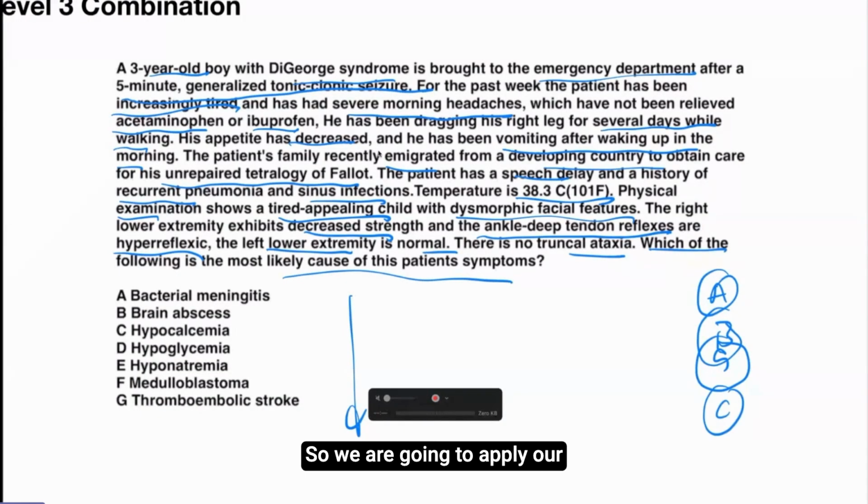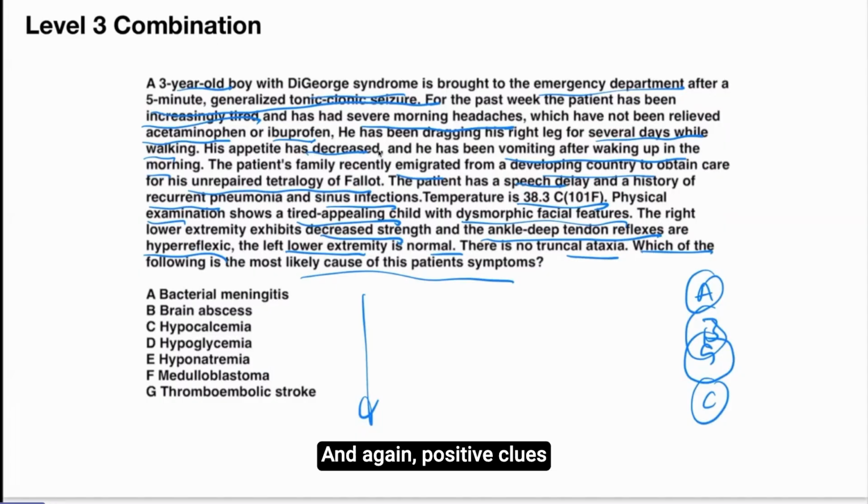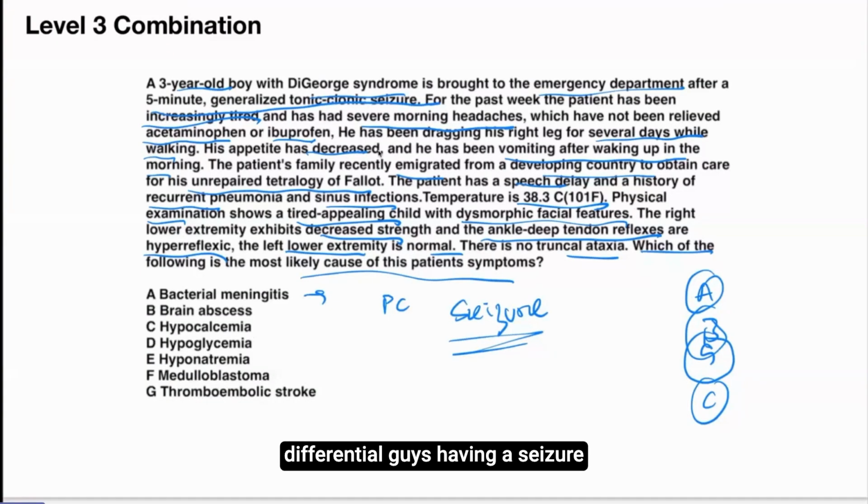So we're going to apply the way we do these things, and again, positive clues and negative clues. The way we apply positive clues is, let's look at the answer choices and see what it could be. Bacterial meningitis. What are the positive clues that I'm getting here towards bacterial meningitis? So first of all, this guy just had a seizure. That's a differential. Guys having a seizure and this fever and whatnot. We'll talk about that. And then they're giving you differentials for that.